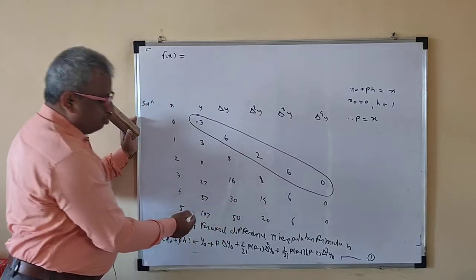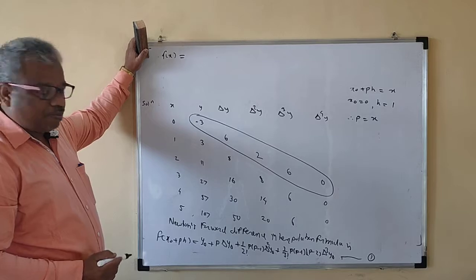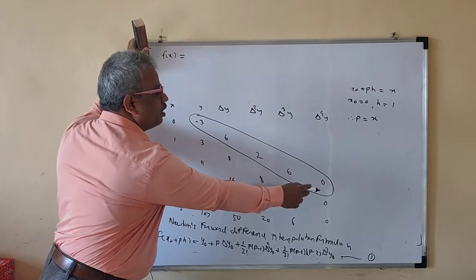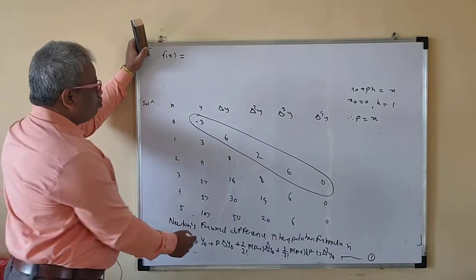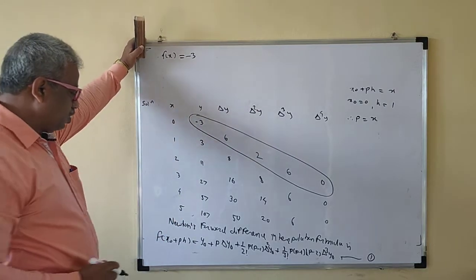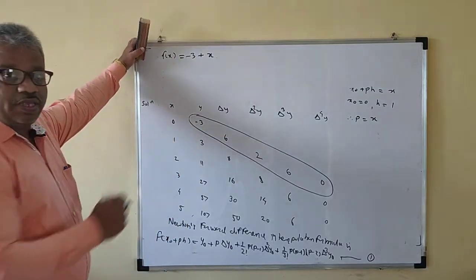So this is the lower value you have to apply for the backward differences, and for forward differences use the upper value of this. This is y naught, del y naught, del square y naught, del cube y naught, del to the power 4, del to the power 5, del to the power 6, and so on. Okay. So your y naught is -3 plus p. P means x now.